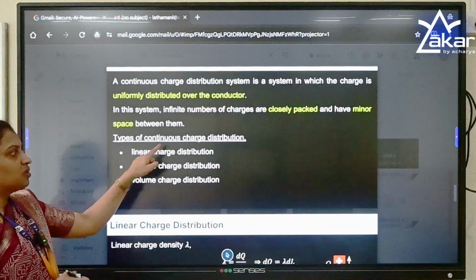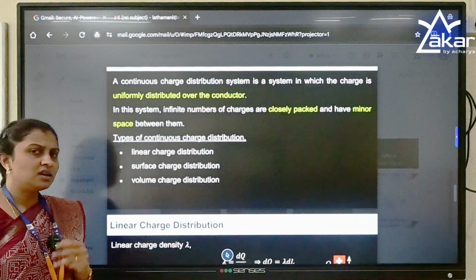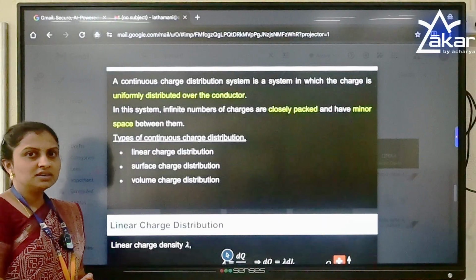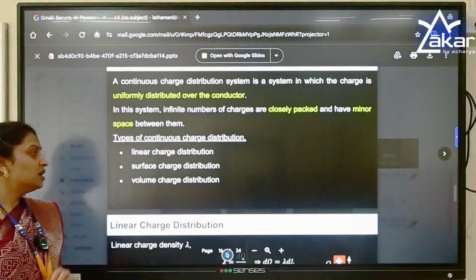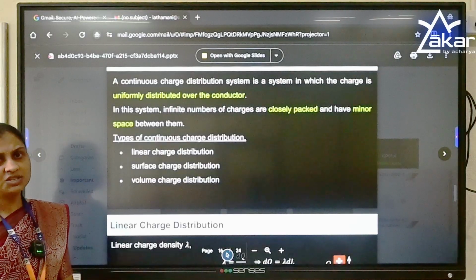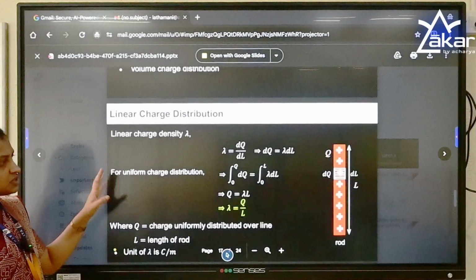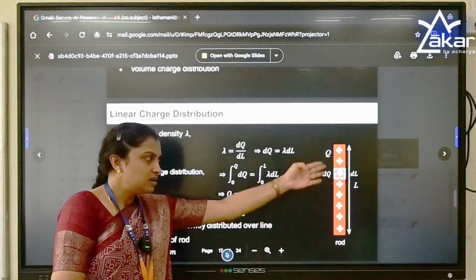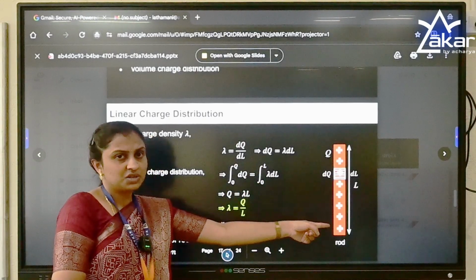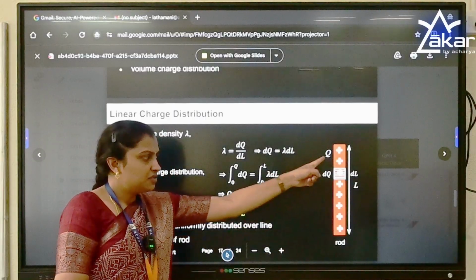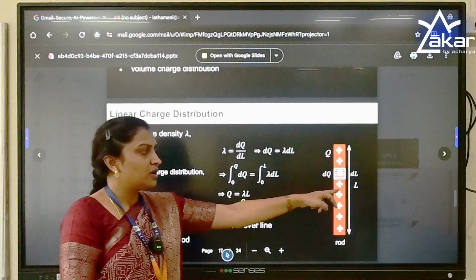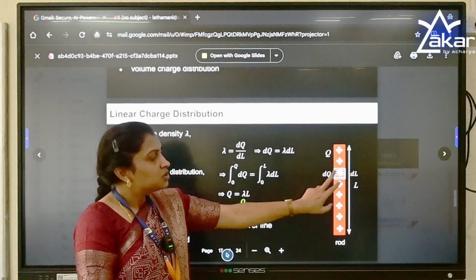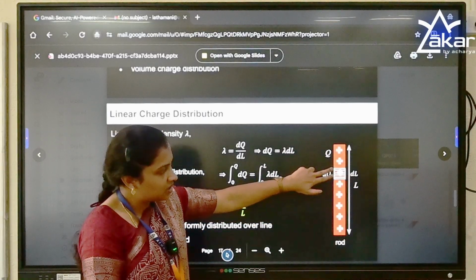Now, the types of continuous charge distribution. There are three types: the first is linear charge distribution, the second is surface charge distribution, and the third is volume charge distribution. First, linear charge distribution. Here I have taken a straight wire whose length is capital L. Here I have to choose a particular portion, so in this length I have taken only this much.